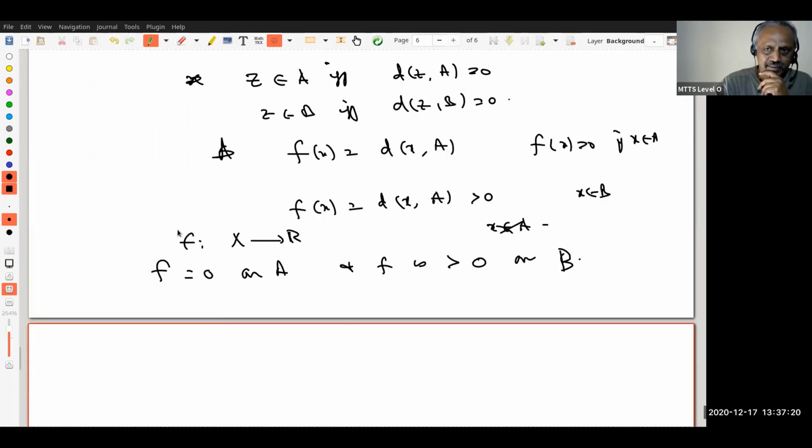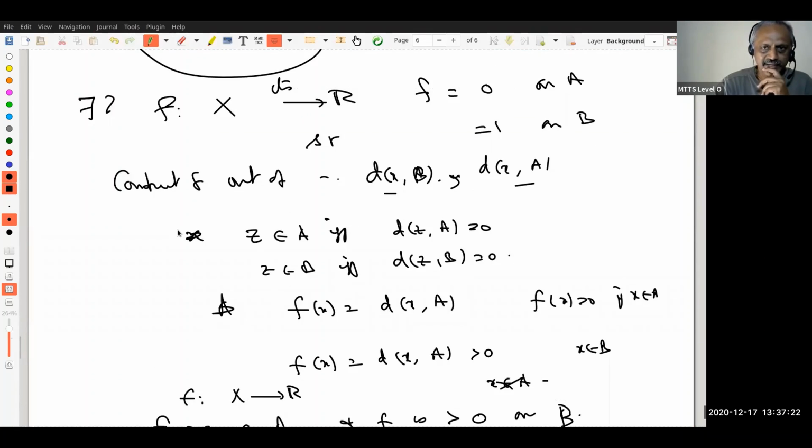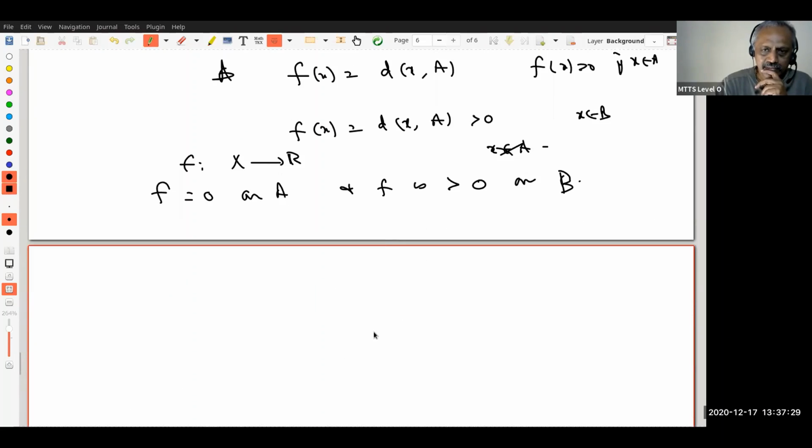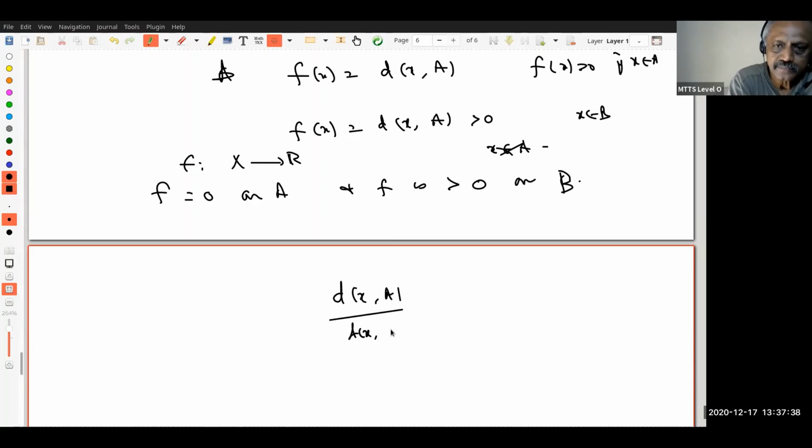But I was a little greedy. I asked for it to be 1 on B. So if I want to make this 1, what do you think I will do? An obvious thing is to make d(x,A) by d(x,A). What will I do? But then when x is in A, this is 0 by 0. This has no meaning. Are you following?